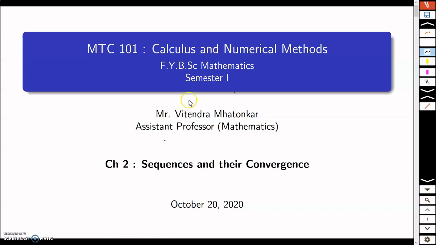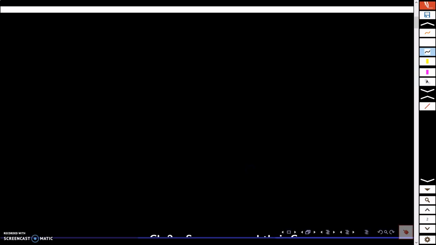In the last video, we saw what sequences are and we also saw many examples of sequences. So in this video, I'm going to discuss the notion of convergence of a sequence. Before defining the convergence of a sequence, let me define one or two definitions.